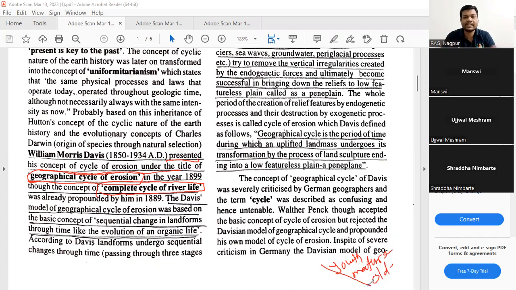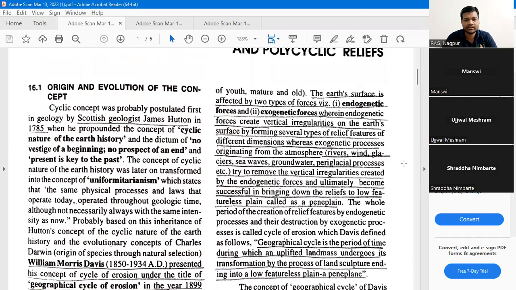A perfectly balanced type of cycle is there. No other geomorphic agency or natural agency has this much amount of highly distinct phases of development, right? So the Davisian model of geomorphic cycle of erosion was based on the basic concept of sequential change in landforms through time, like evolution of an organic life. That is the basis of its theory. But the theory is very much useful for us.